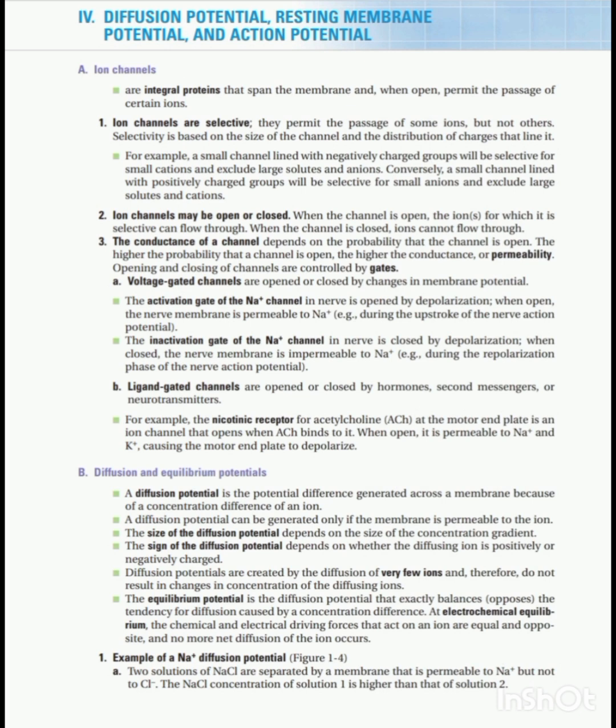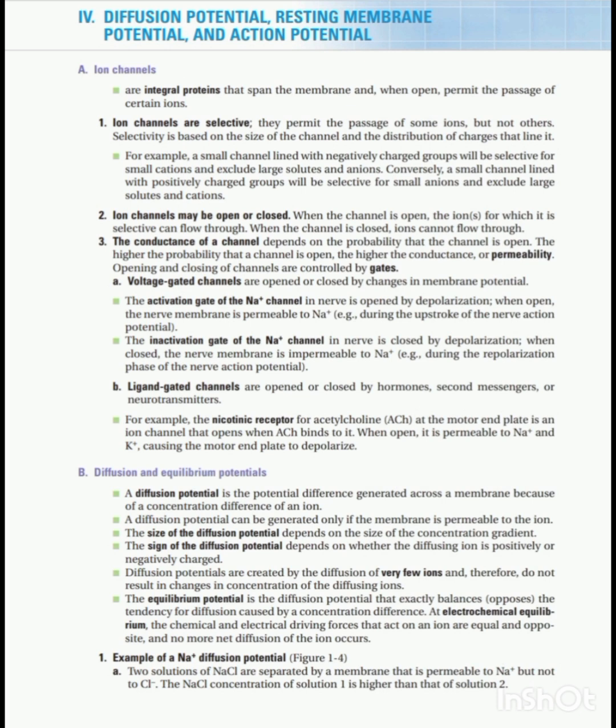Then we have the equilibrium potential or Nernst potential. It is the potential difference that would exactly balance, or oppose, the tendency for diffusion down the concentration difference. The potential difference when there is no further net diffusion of the ion. This is basically an electrochemical equilibrium. So at electrochemical equilibrium, the chemical and the electrical driving forces that act on that ion are equal and opposite, and no further net diffusion of the ion occurs.